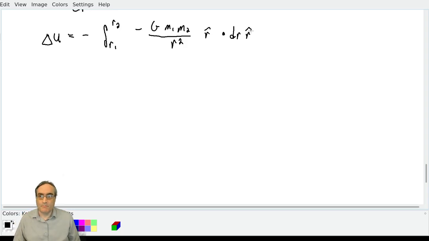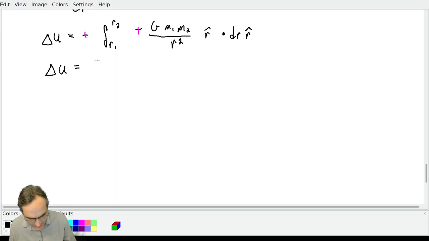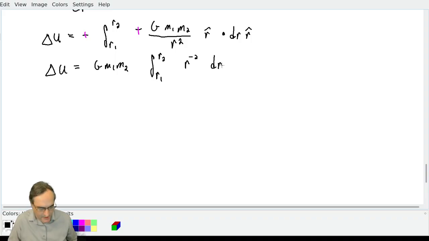Now you might hopefully remember that the dot product for two unit vectors will always have a magnitude of 1 if they're in the same direction, or 0 if they're in perpendicular directions. These are both in the r hat direction, so we get 1. We've got that minus sign, and it cancels itself out. We can take the G mass 1 mass 2 outside. That leaves us with an integral from r1 to r2 of r to the negative 2 dr.